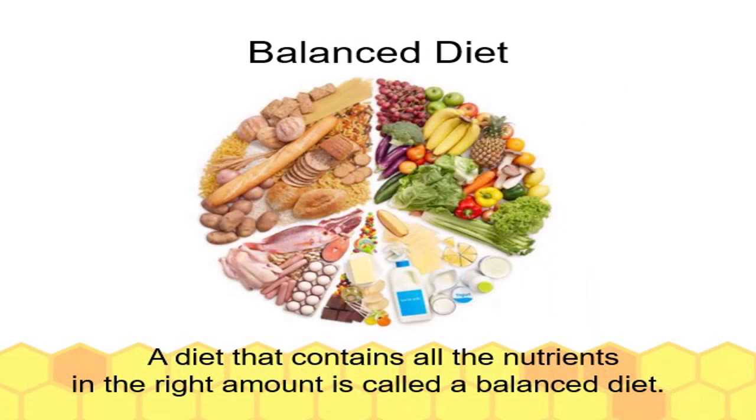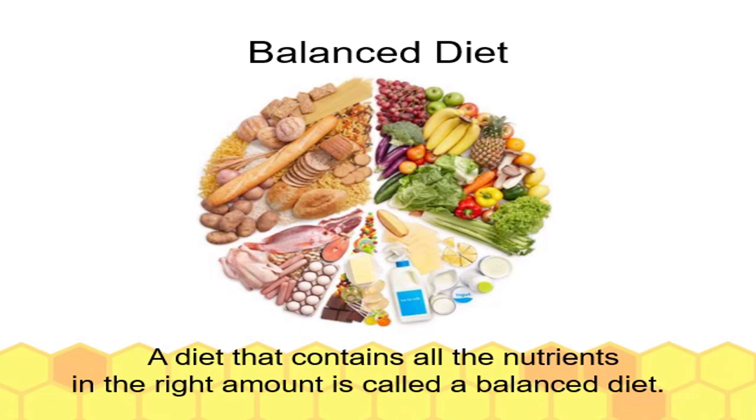Next, we are going to learn about balanced diet. To know about balanced diet, first we should know what a diet is. The food that we eat every day is our diet. A diet which contains all the food nutrients in the right amount is called a balanced diet, which means a balanced diet has the right amount of carbohydrates, fats, proteins, vitamins, and minerals. It must also contain enough roughage and water.